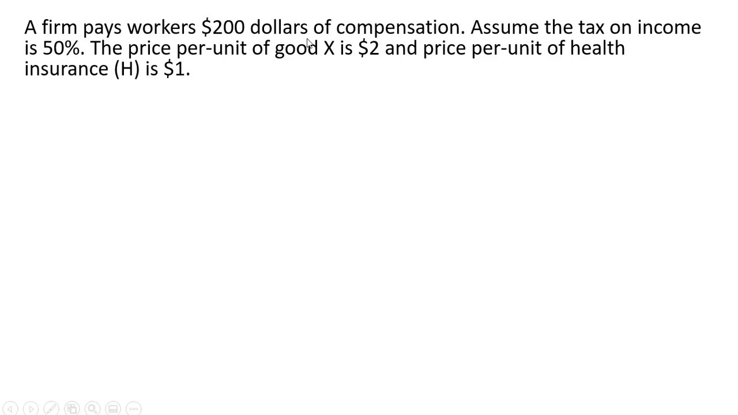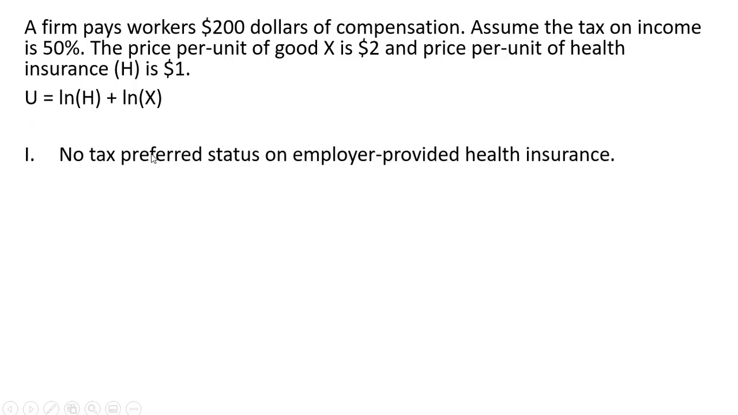Let's say a firm pays workers $200 of compensation. Going to assume the tax on income is 50%. The price per unit of good X is $2, and price per unit of health insurance is $1. The consumer's utility function equals the natural log of health insurance plus the natural log of good X.